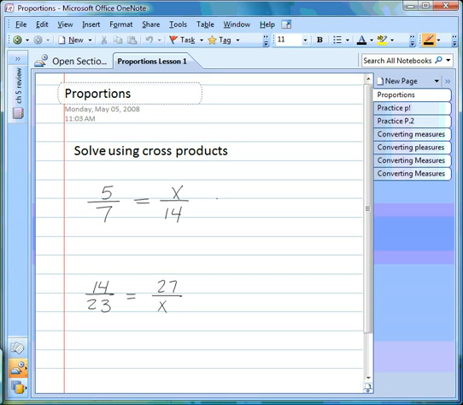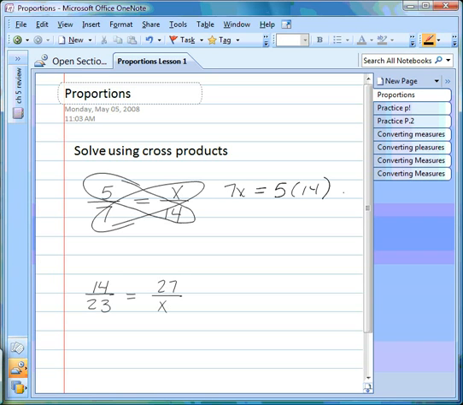We're reviewing proportions and how to solve them using the Crisscross Method, or using cross products, which is the official name for it. The official explanation for cross products is that you take the numbers that are diagonal from each other and put them on opposite sides of the equal sign. So you'd have 7x equals 5 times 14. And then you solve them.